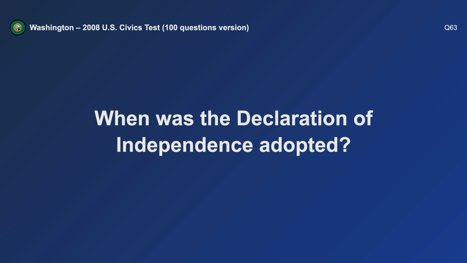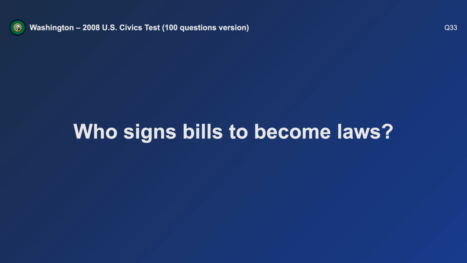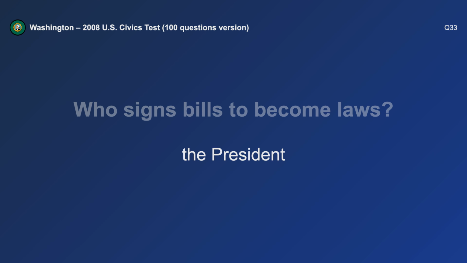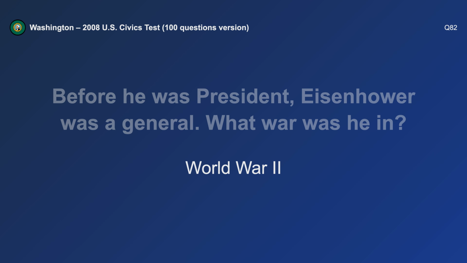When was the Declaration of Independence adopted? July 4th, 1776. Who signs bills to become laws? The President. Before he was president, Eisenhower was a general. What war was he in? World War II.